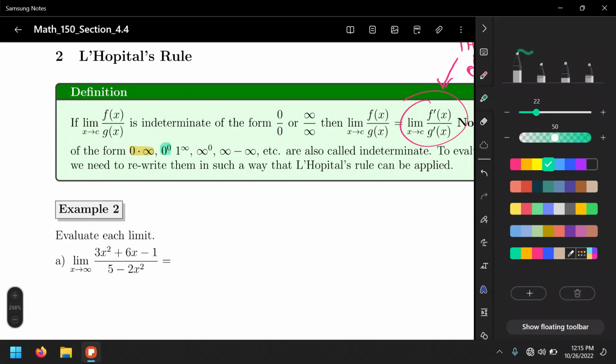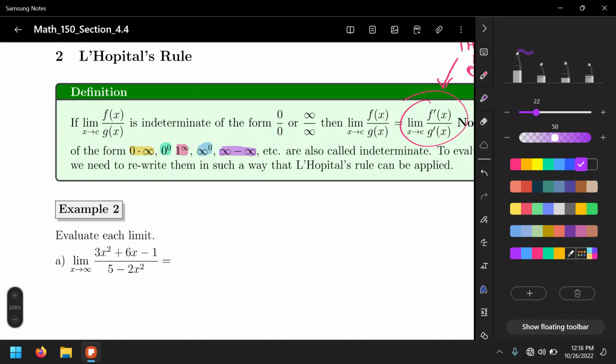0 to the 0 power, that's another indeterminate form. What else? 1 to the infinity is another indeterminate form. And what else? Infinity to the 0 power, that's another indeterminate form. And what else? Infinity minus infinity, that's another indeterminate form.